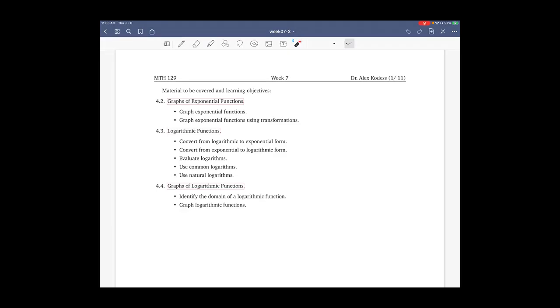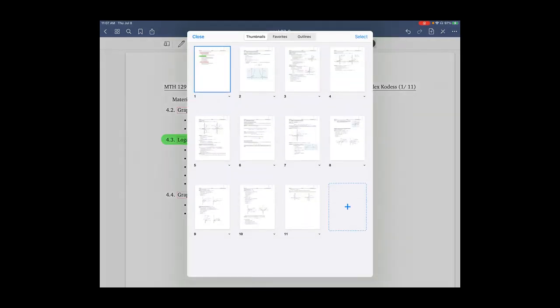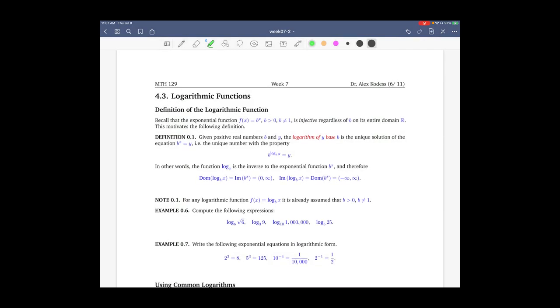Welcome back to week 7 of pre-calculus. Our second topic this week is logarithmic functions. Because logarithmic functions are tightly related to exponential functions, let us recall a few facts about exponential functions.